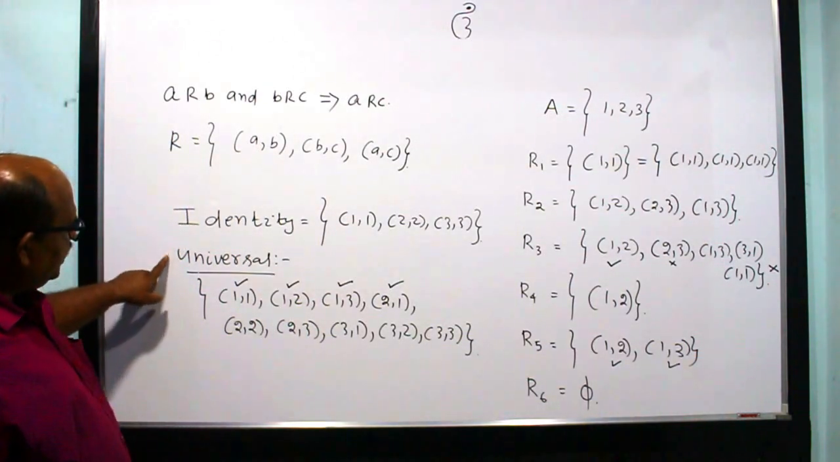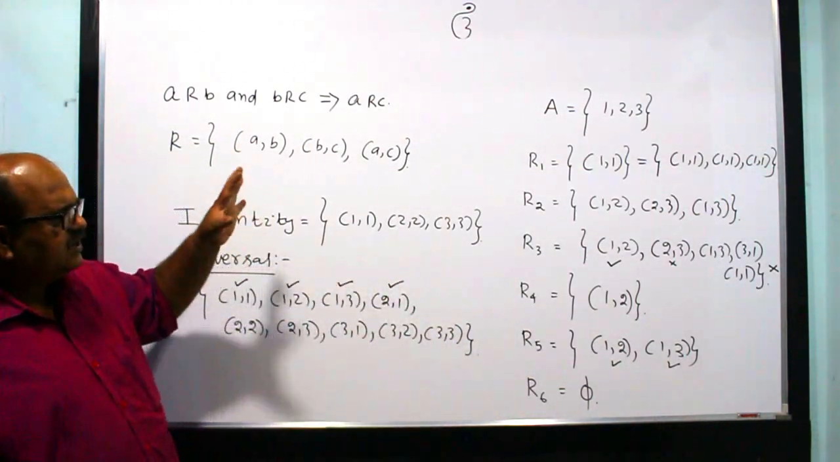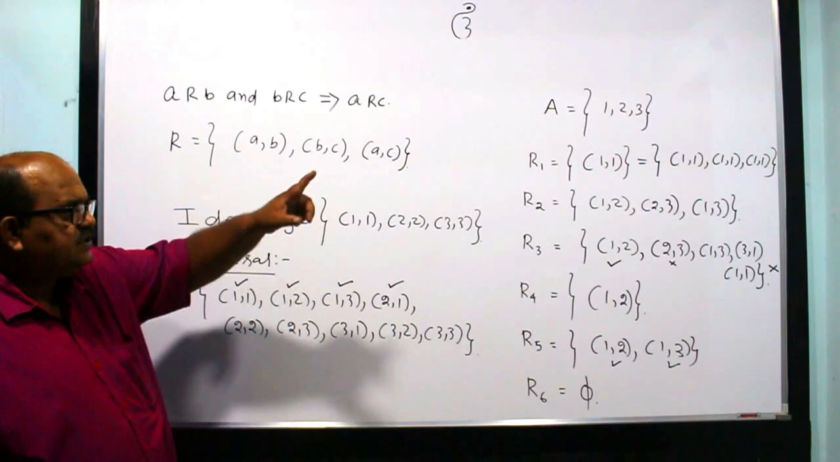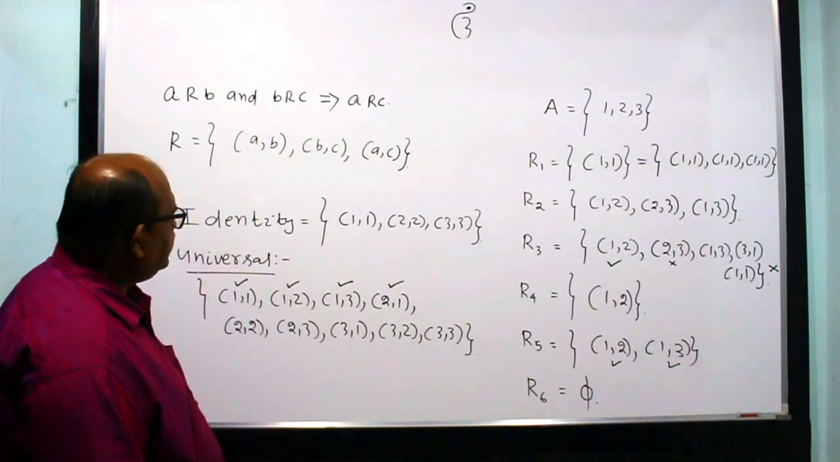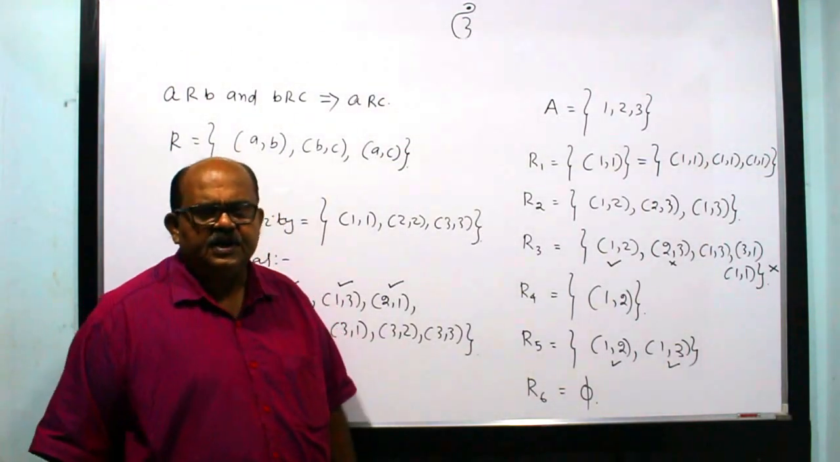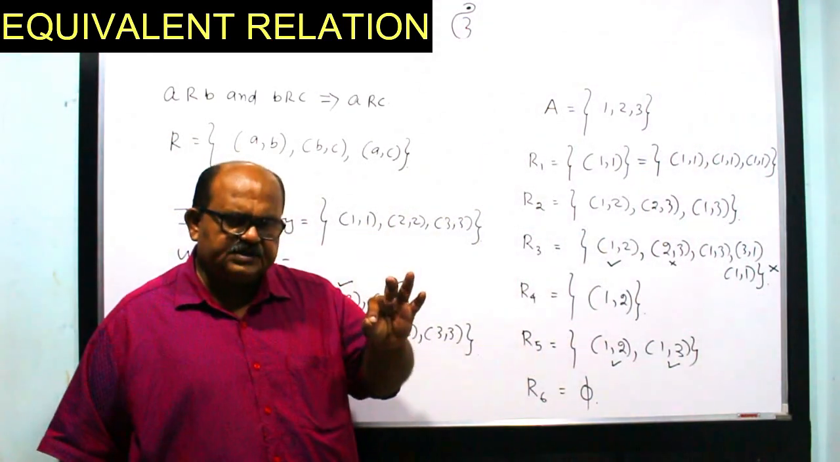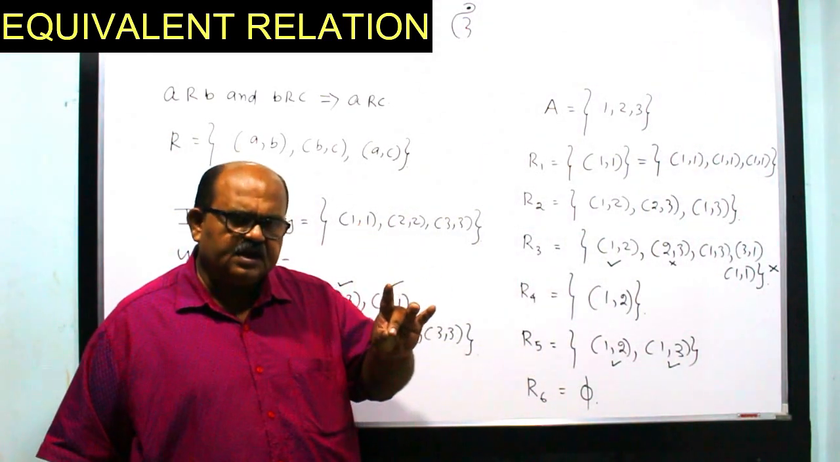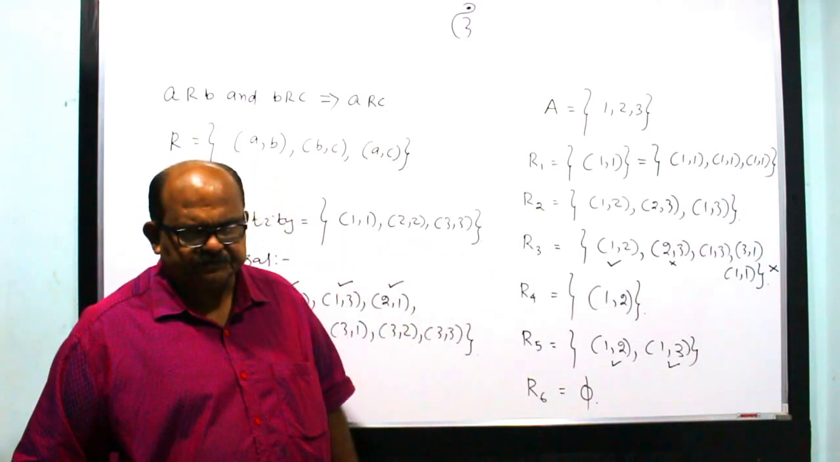This is the biggest transitive relation, the universal relation. There can be no relation bigger than this on set A. Okay, so this is about transitive relation. Now what is an equivalence relation? Very simply, any relation which is reflexive, symmetric and transitive will be an equivalence relation.